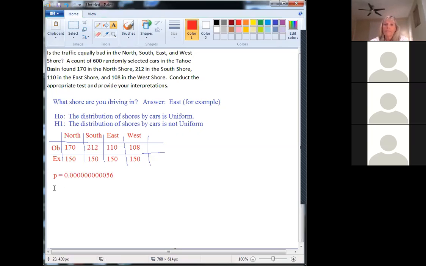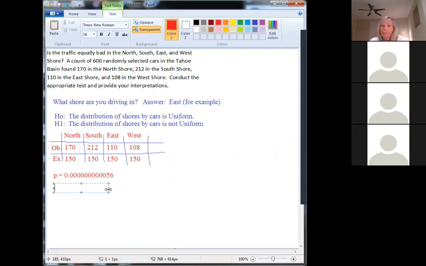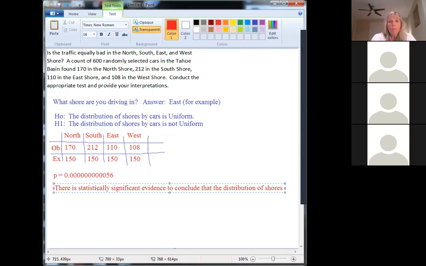Yeah, reject. And when you reject, it's really easy with the chi-squared because everything is already written for you. You say H1 is true, in nice words, but you say there is statistically significant evidence to conclude that, and then you just write down H1, the distribution of shores by cars is not uniform. That's it.